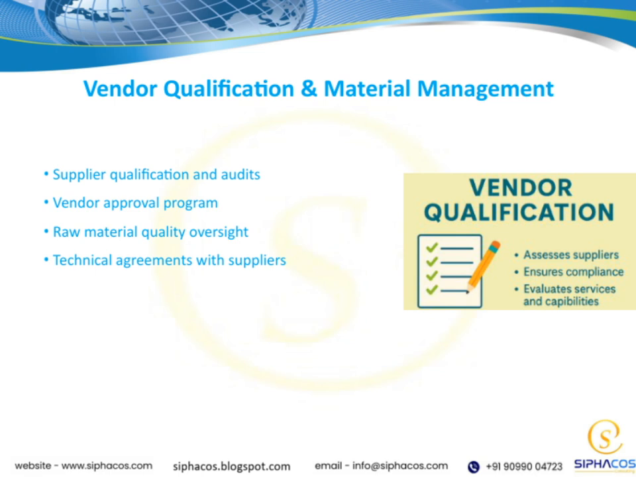Next, we have our vendor approval program, which is a formal process to authorize suppliers to provide materials or services, ensuring they align with our quality and safety requirements. Moving on, raw material quality oversight is crucial because it impacts the final product's integrity. We continuously monitor and evaluate the quality of raw materials to prevent issues downstream.